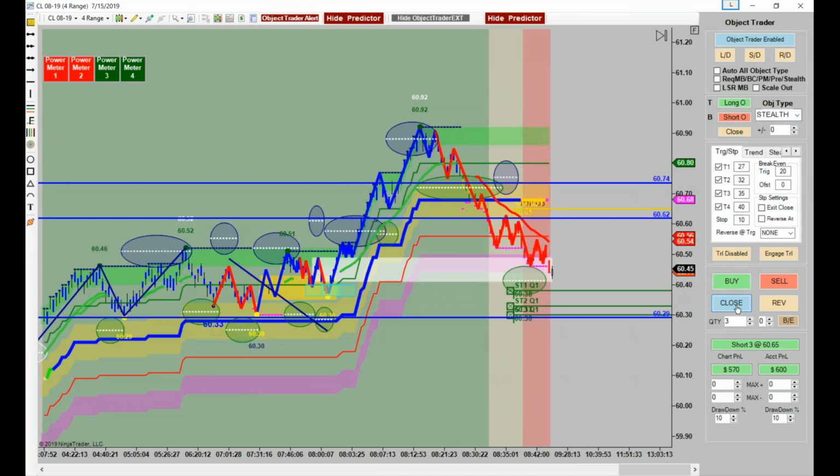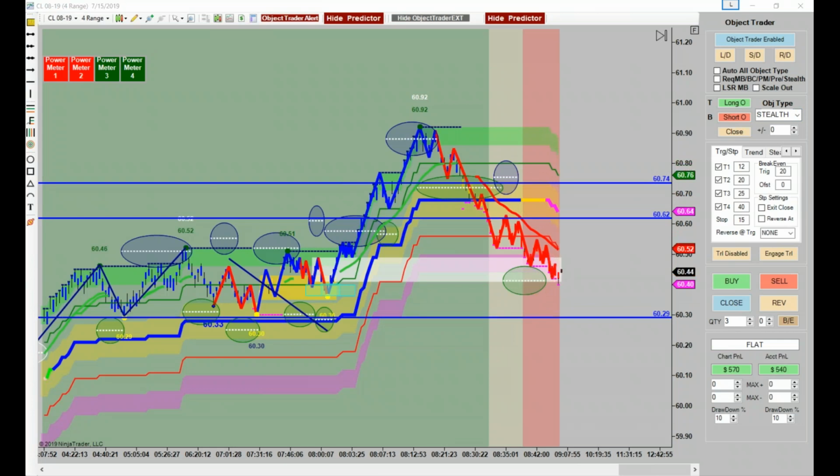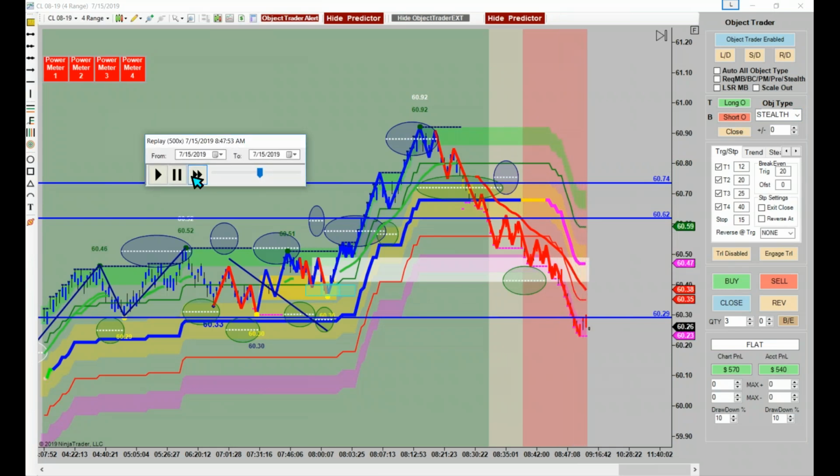So let's go over some scenarios. Let's do it after the room closed. That's a good idea. Because I didn't even look at charts hardly after the room closed at all. We'll fast forward this and go to 10 o'clock. We'll just let it fast forward. I'll go 500 times so it goes fairly quick.